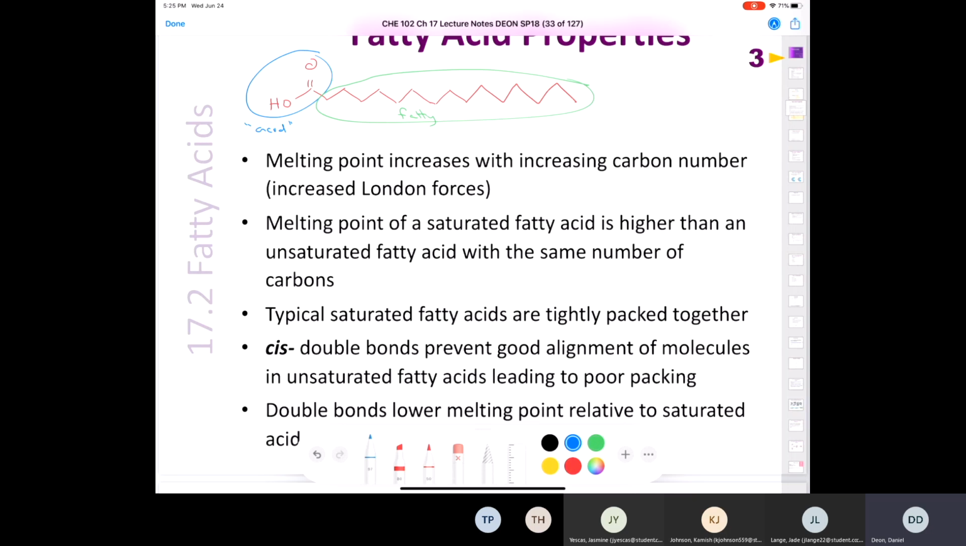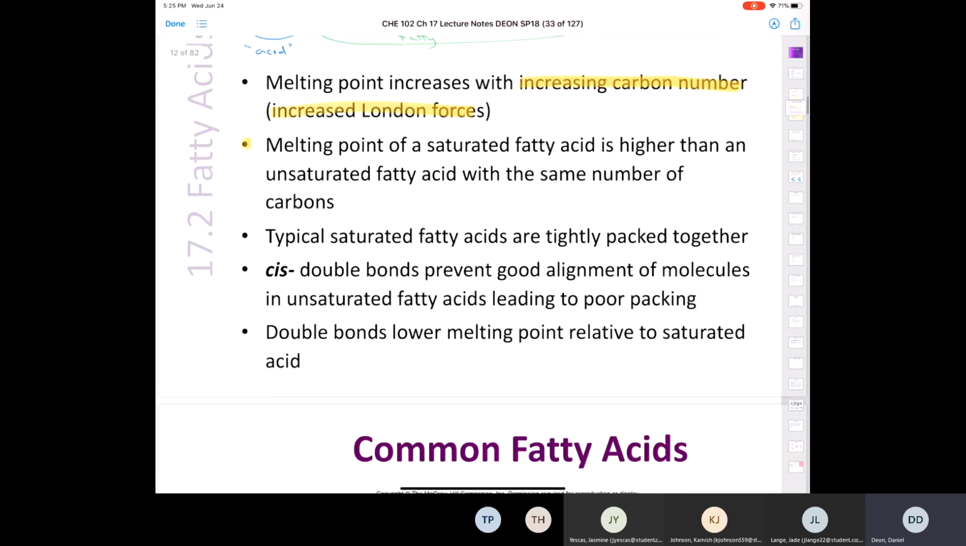Anyhow, what else do we have here? It says that melting point increases with an increasing number of carbons. Well, that makes sense because we're going to get increased London forces, right? We're just going to get more interactions as we increase the number of carbons. It also says the melting point of a saturated fatty acid will be higher than that of an unsaturated fatty acid with the same number of carbons. I'm not going to go over that again, but why is that? It's due to the efficiency of packing. A saturated fatty acid packs more efficiently, therefore it has more London forces, and therefore a higher melting point, or it takes more energy to convert that solid into a liquid.